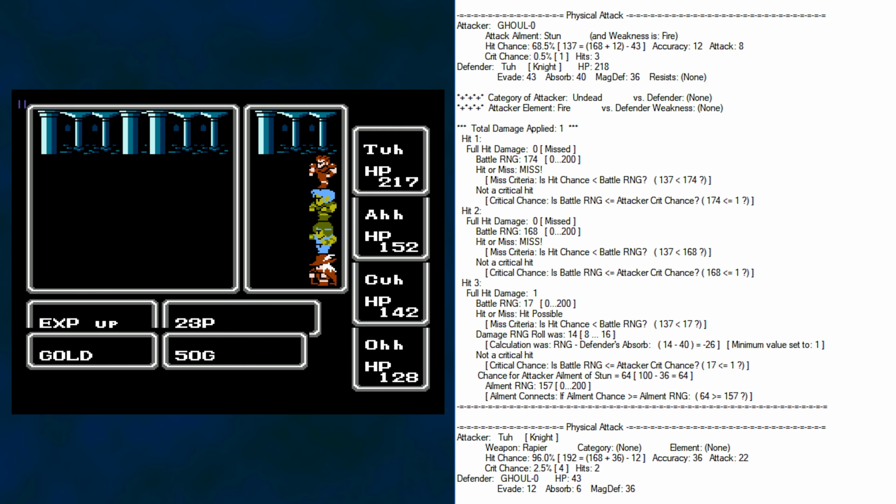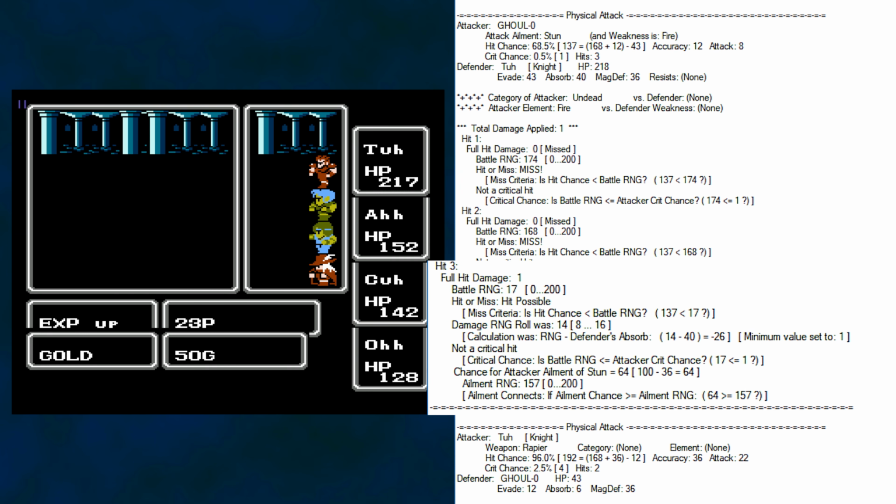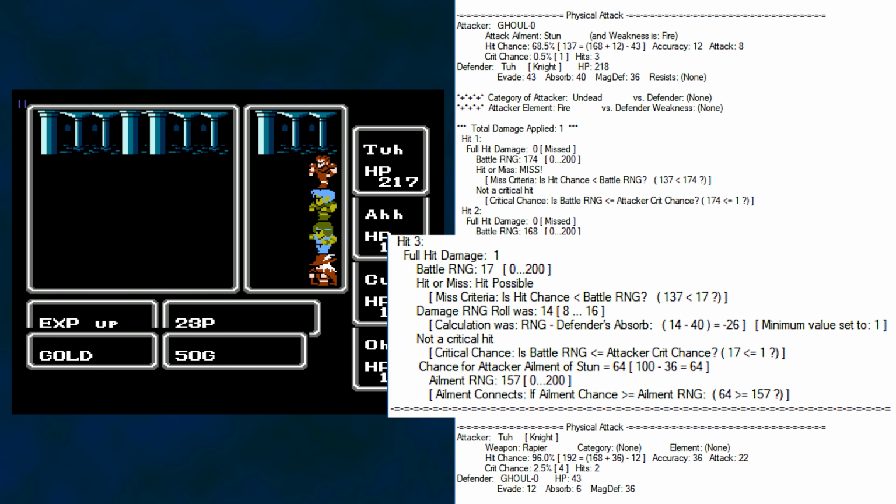A few other things of interest. Hit 1 and hit 2 rolled a battle RNG that was too high, so both hits missed. But both of them still checked for a critical hit despite missing. It seems like the code should have skipped past all the other checks once a miss is detected after checking battle RNG against hit chance, but it does not. Now mathematically this ends up being a non-issue, but logically we should skip over this, in my opinion. When we do hit on hit number 3, you'll notice a bit of extra work is done.